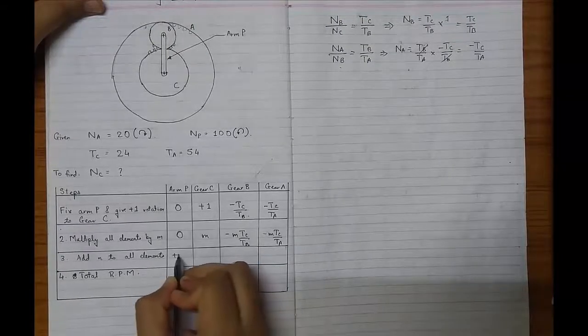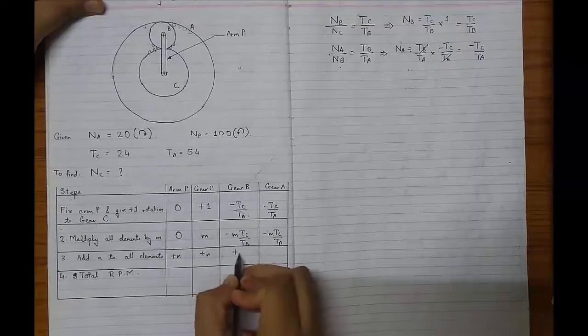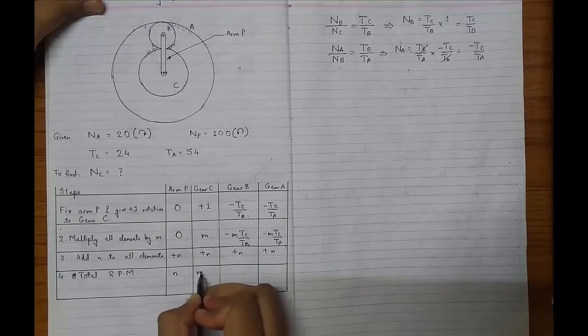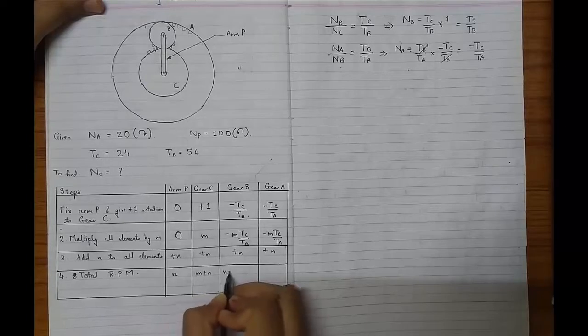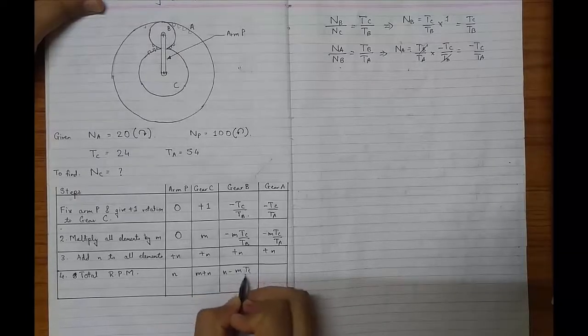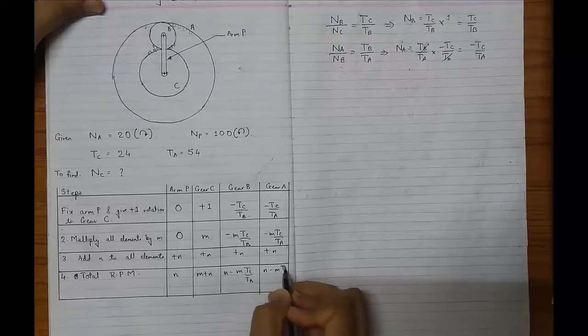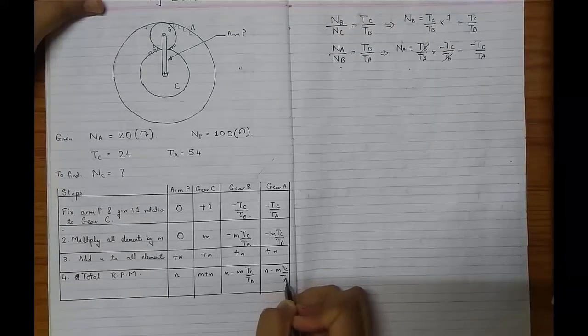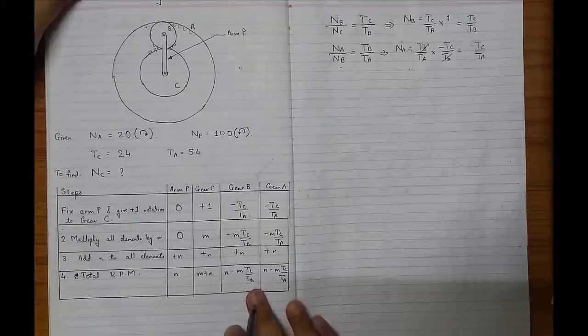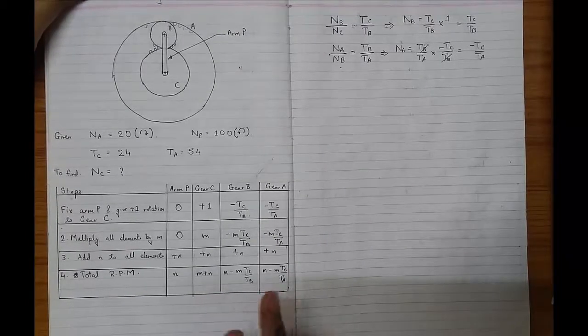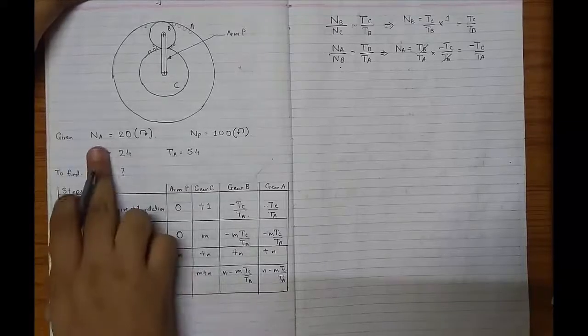Add plus N to all elements. And this becomes N. This becomes M plus N. This becomes N minus M times TC upon TB. This becomes N minus M times TC upon TA. Okay, so this is done. Now to find the values of M and N, we will require two equations. Well, they have given us two equations.